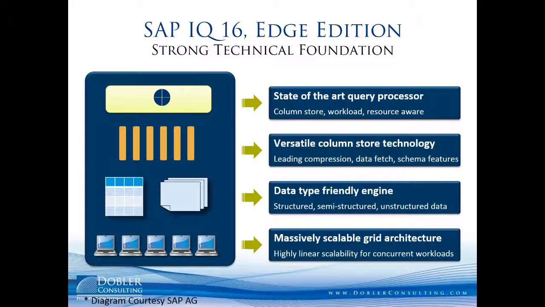And let's move into the next slide and take a look at a little bit high level of what's inside IQ. So you can see here that there are 4 areas that really help build the foundation of IQ. We've got the query processor, we've got the column store technology, different types of data that can be stored in IQ, and a massively scalable grid architecture.